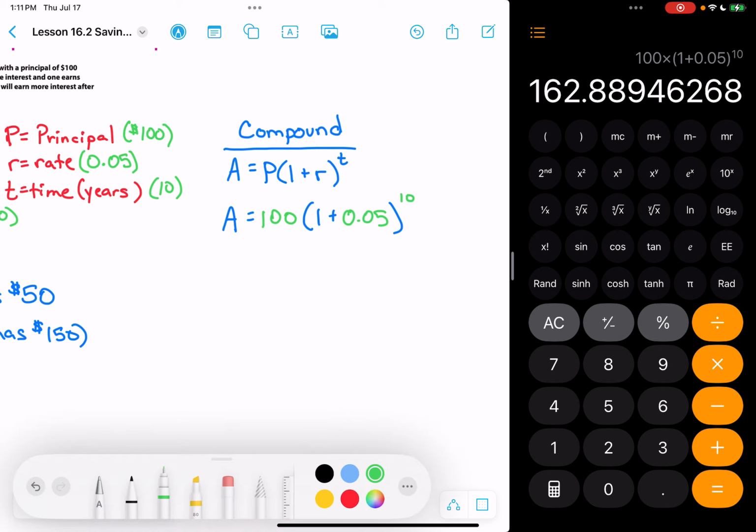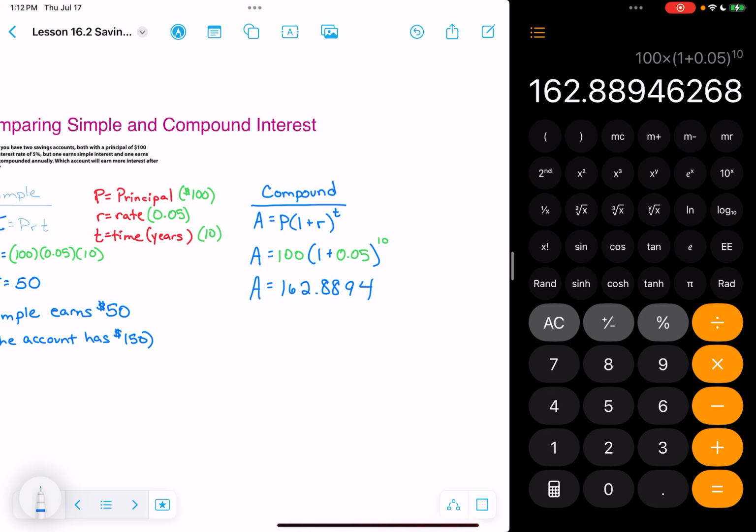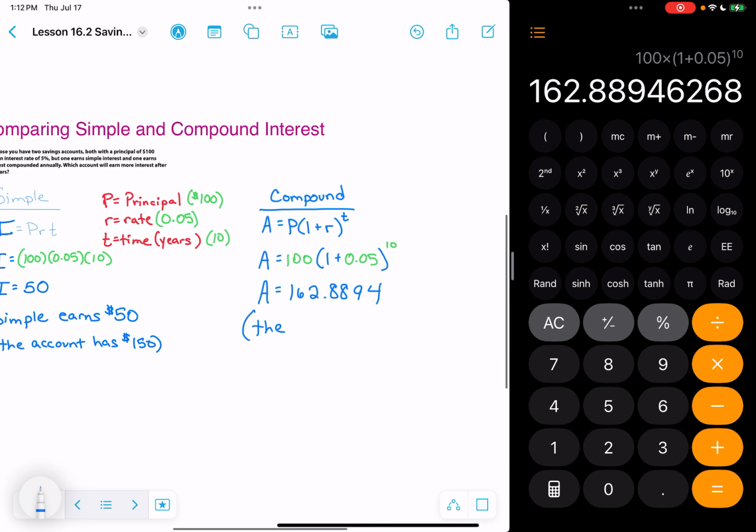Now that is not the interest. Remember, this is telling us the total amount. Let's not do the dollar sign quite yet. 162.8894. So we're going to say the account has $162.89. But remember, we started with $100 in the account.